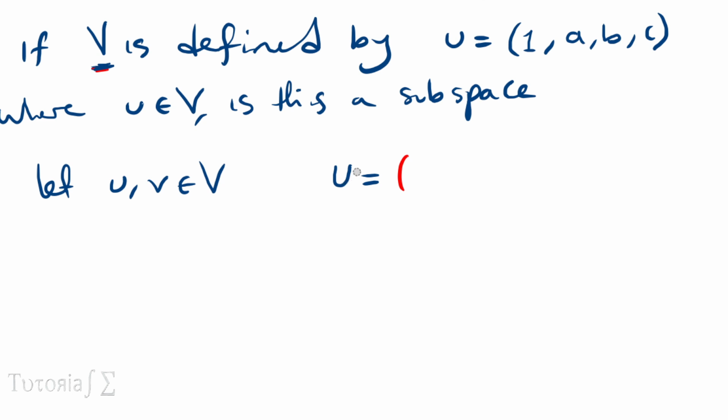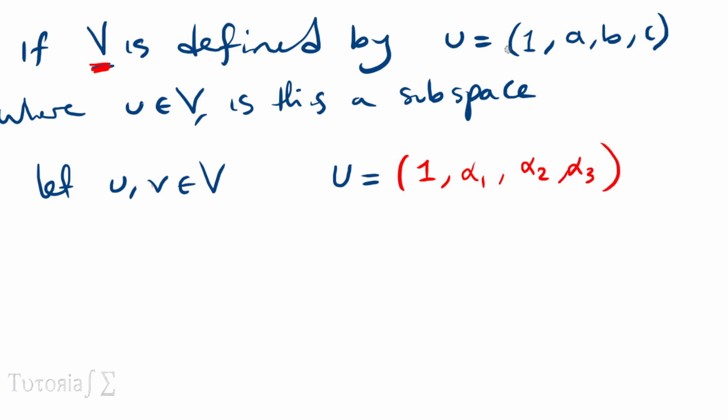If U and V are elements of this vector, how would they be defined? What will be on the first entry of each vector? We'll get 1. We can get alpha 1, alpha 2, alpha 3. Very good, because we are just following this definition.